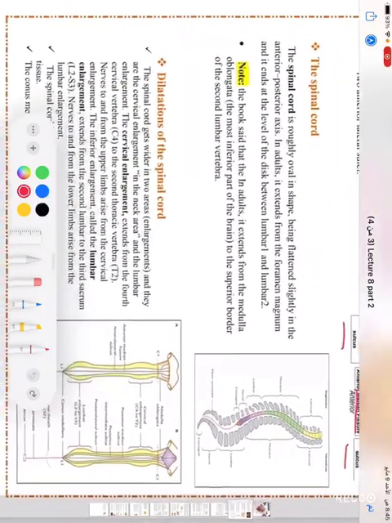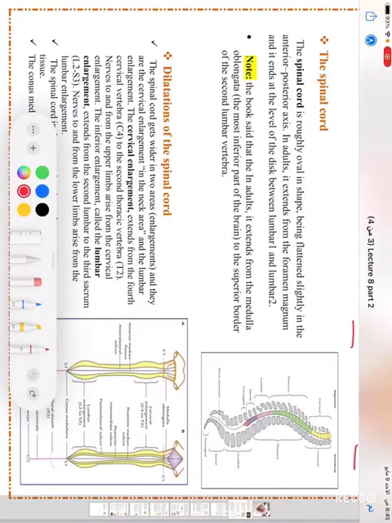Let's go to the spinal cord. The spinal cord is roughly oval in shape, slightly flattened in the anterior-posterior axis. This is important information. In adults it extends from the foramen magnum in the occipital bone and ends at the level of the disc between lumbar 1 and lumbar 2.